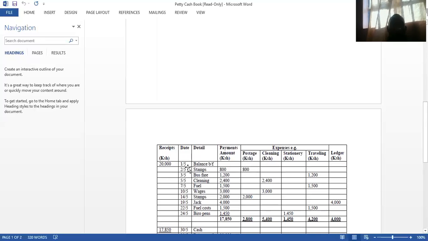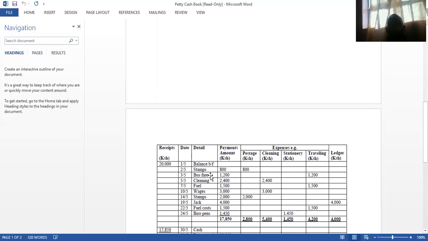Then you'll find that on 2nd May, stamps were bought worth 800. Stamps fall under the category of postage. So you write 800 on the amount and 800 for that particular column that corresponds to this expense. So it must be twice. Each amount that is appearing here must appear twice. It must be first on the payment amount and then on the corresponding expenses.